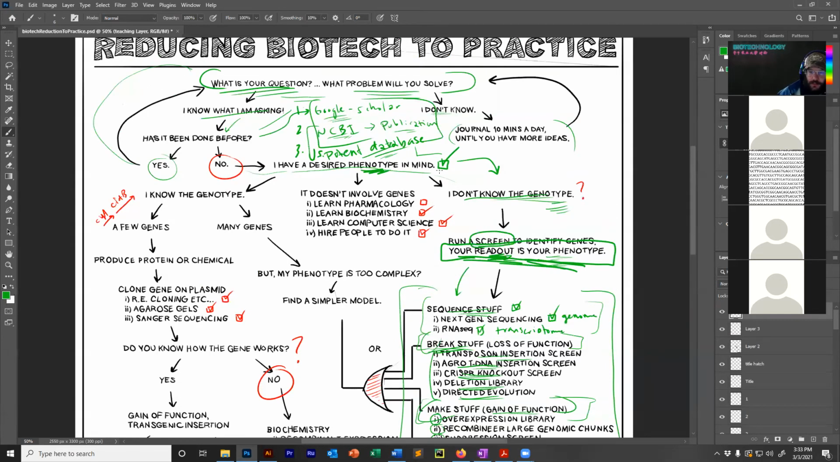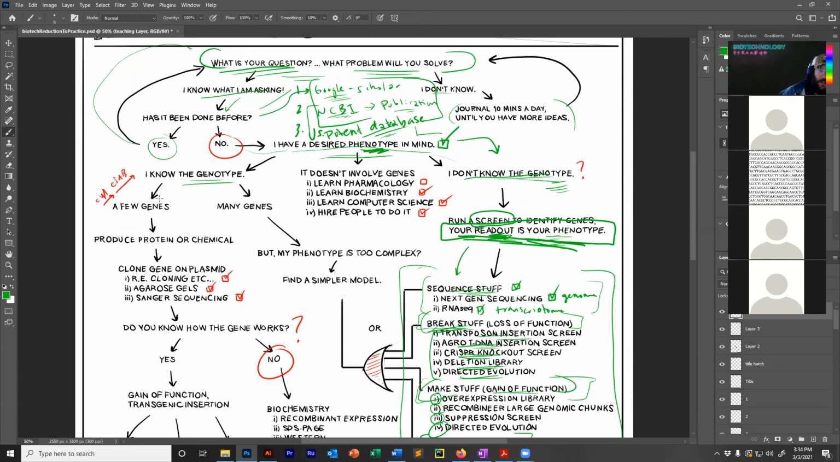Okay, so we've gone this trajectory on the right. Let's go this trajectory on the left, which is I have a desired phenotype in mind. I do know the genotype. This would be, for example, like we know the genes that turn on fruit fly wings. We already know what the genes are. So we know the genes that control the phenotype. Then your options are: are you going to need to work with a couple genes, a few genes, like 1 to 3 to 4, or are you going to need to work with a whole pathway of like 25 genes, 100 genes, 1,000 genes?